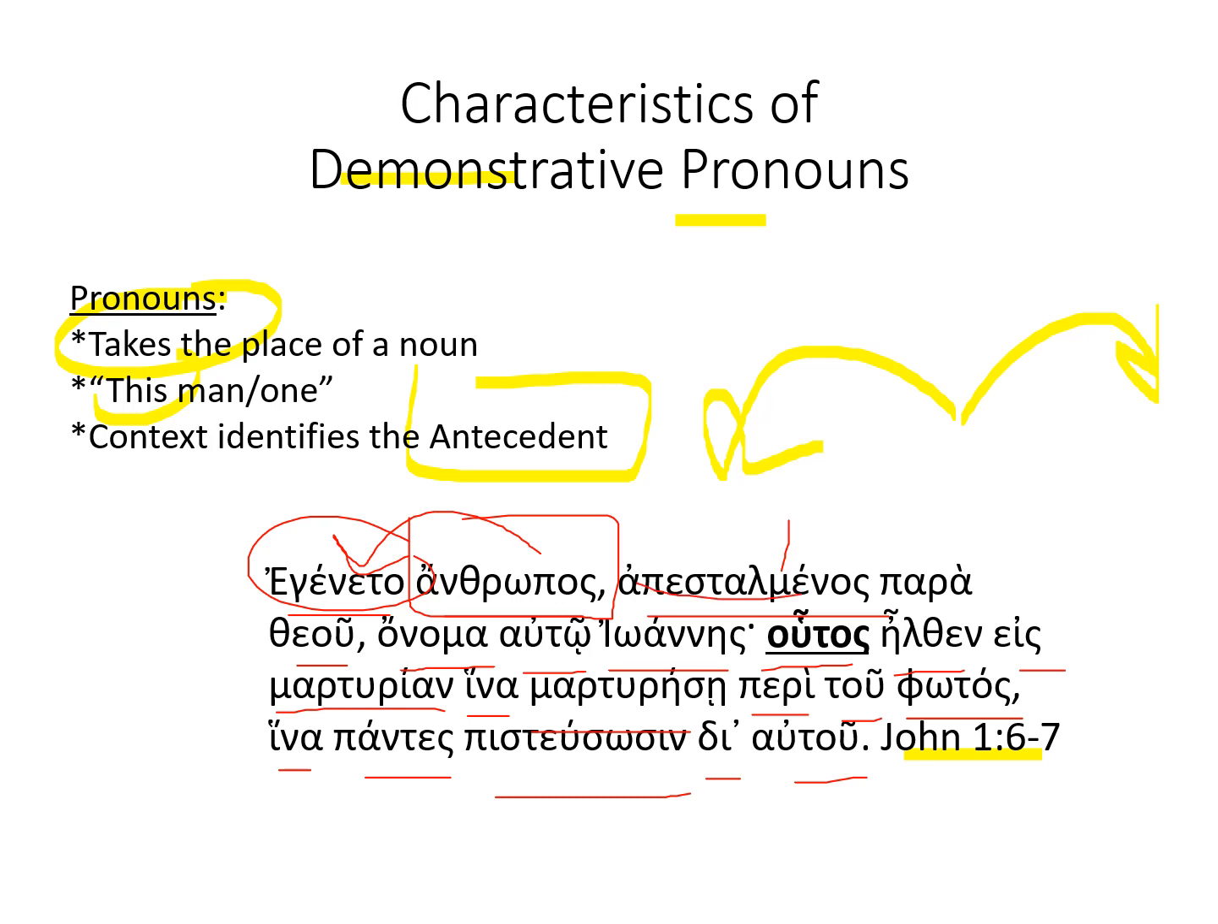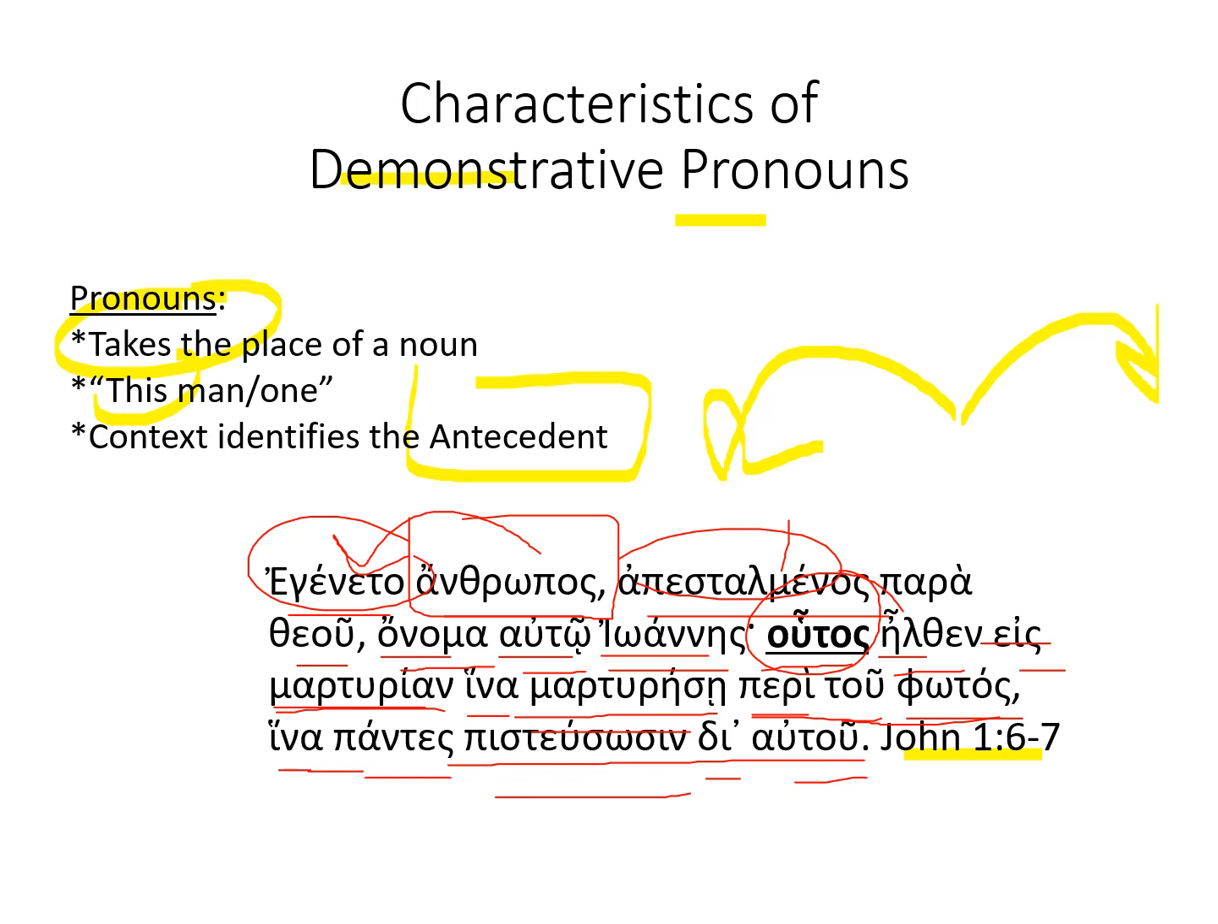Apostalmenos here, this is a participle, we'll see, having been sent from God. Onoma autou Ioannes, his name was John. And now we have our demonstrative right here. This one came to testify in order that he might testify concerning the light, in order that all would believe through him.